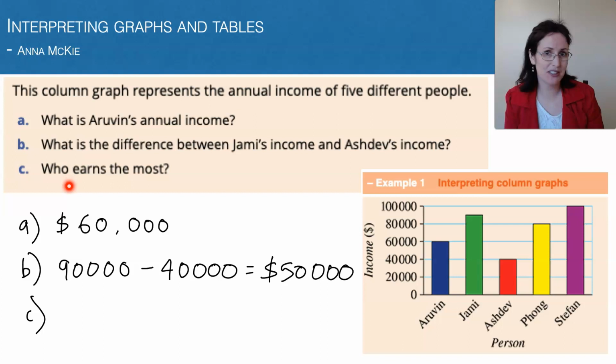Okay, who earns the most? Who, we're after a person, and the most, the tallest column. Over here, the purple column is the tallest. And who does that belong to? Stefan or Stefan.